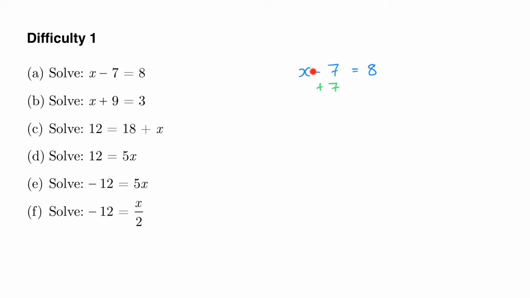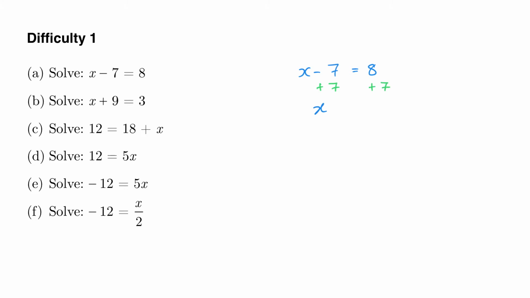Now if I do that, what I end up with is just x. All I'm doing is considering the left-hand side of the equation. Ignore everything on the right for now. If I had x minus 7, but then add 7, I get just x. However, because an equation is meant to show that the two sides are perfectly equal and balanced, if I add 7 to the left side, I also have to add 7 to the right side to keep the equation balanced.